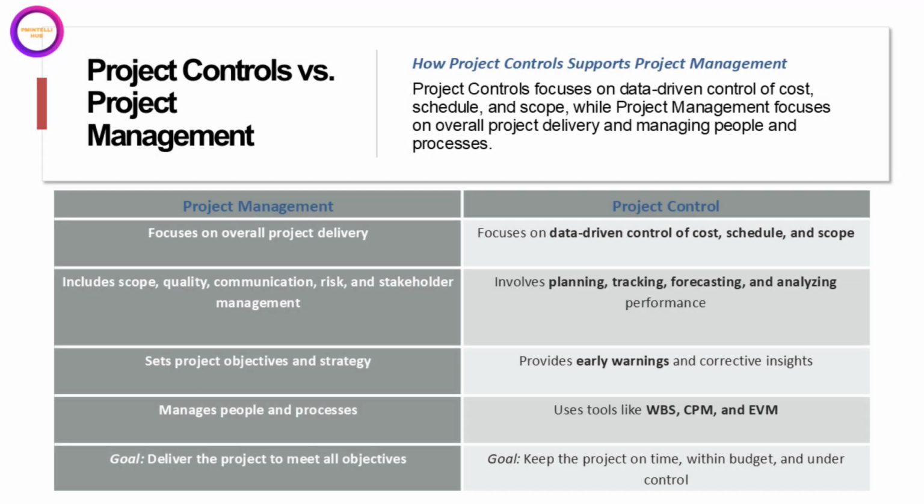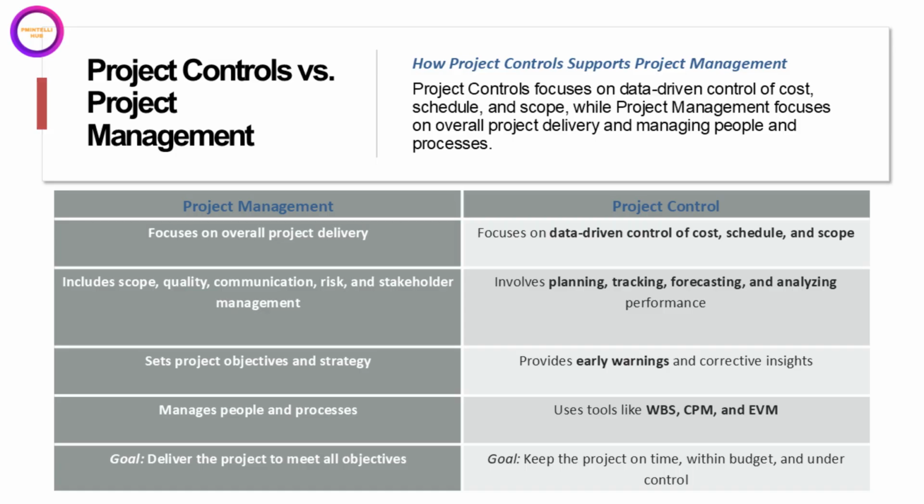It's important to understand the distinction and relationship between project controls and project management. While project management focuses on the overall delivery of the project, including managing people and processes, project controls specifically hones in on the data-driven control of cost, schedule, and scope. Think of it this way. Project management sets the project objectives and strategy, manages the broader aspects like quality, communication, and stakeholders, and aims to deliver the project meeting all objectives.